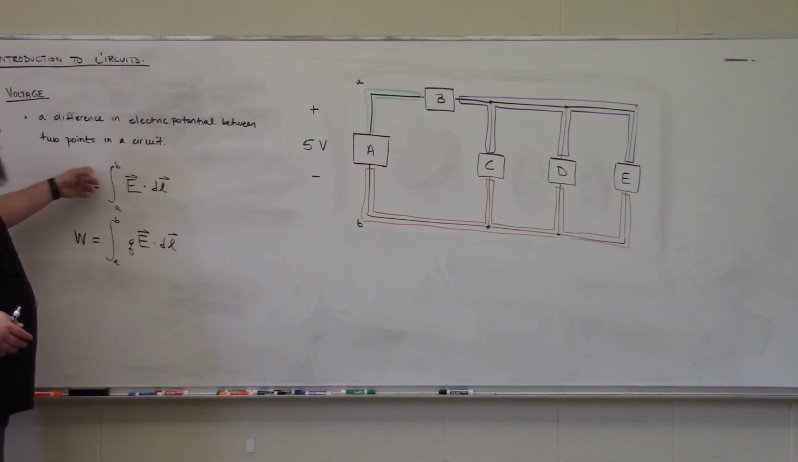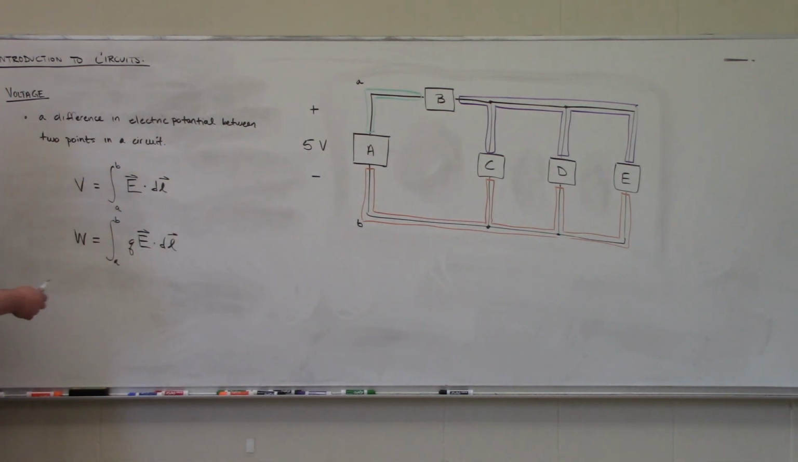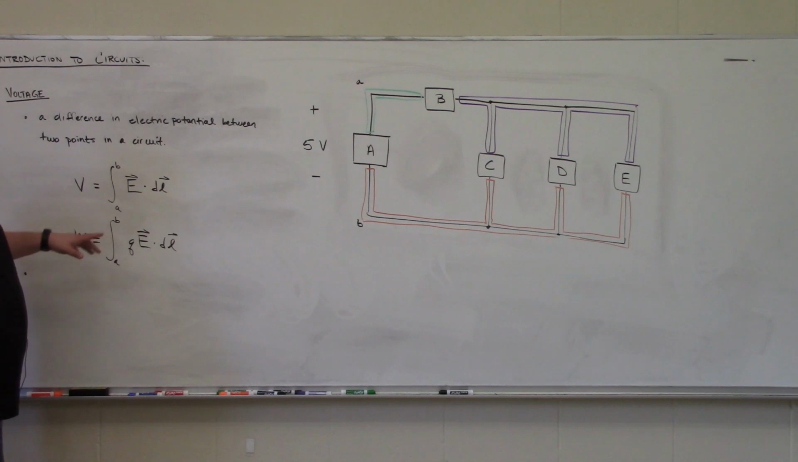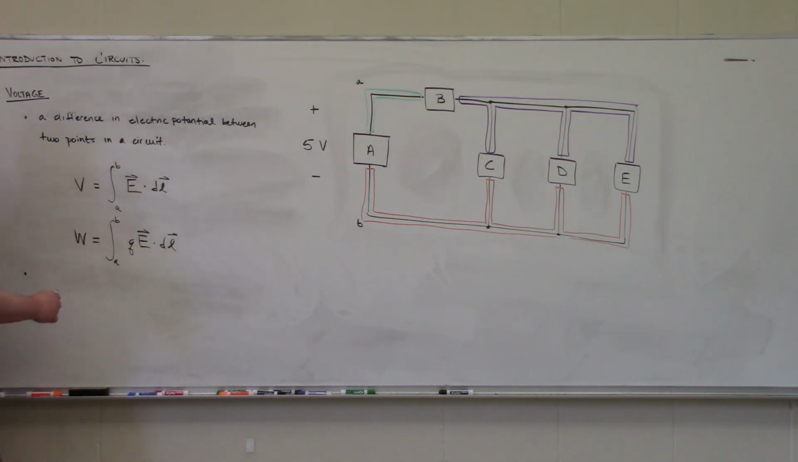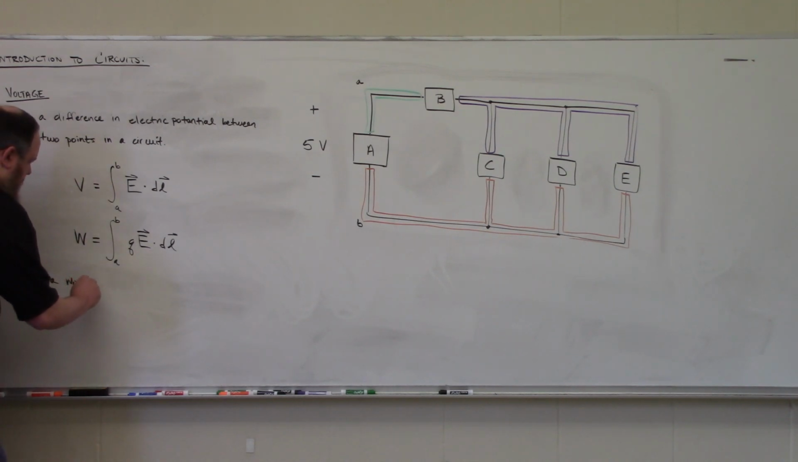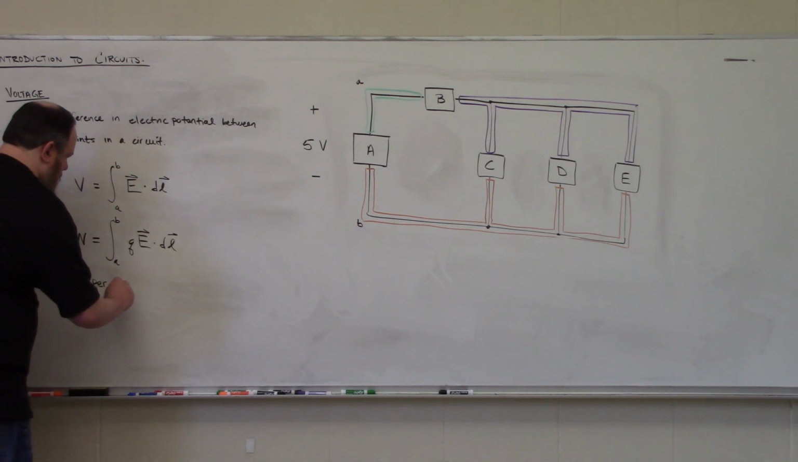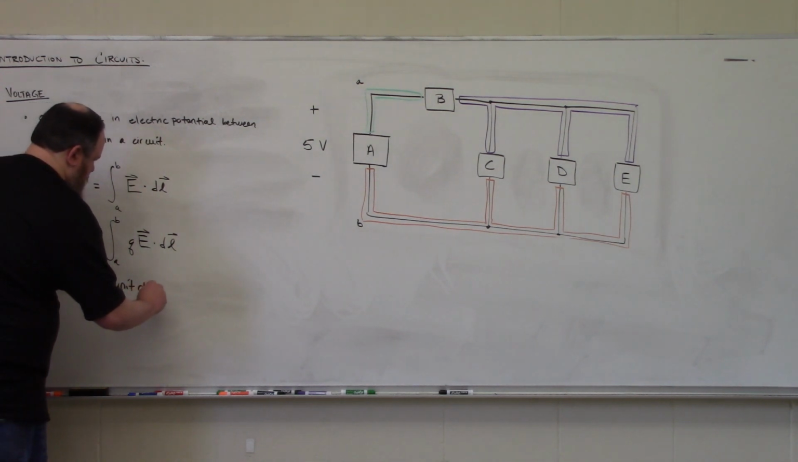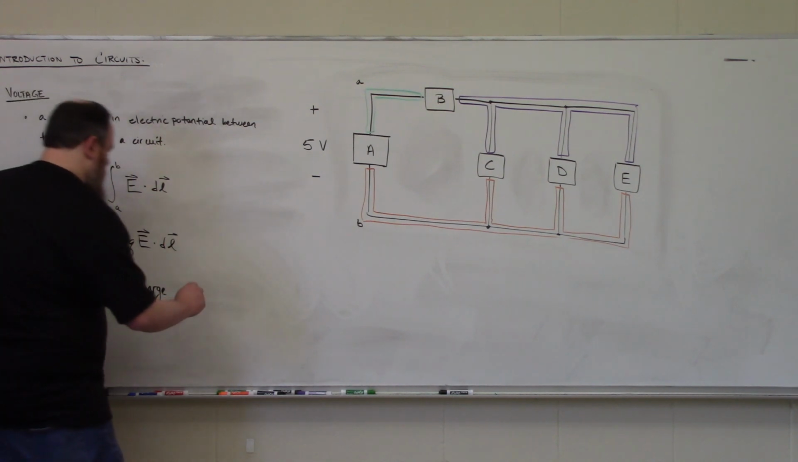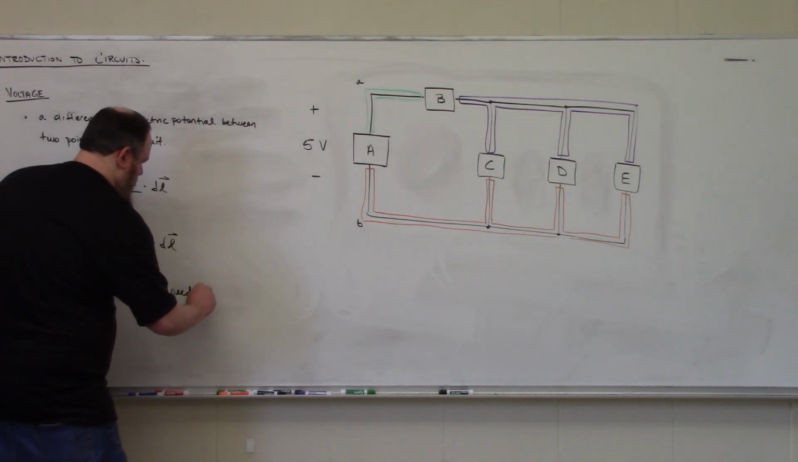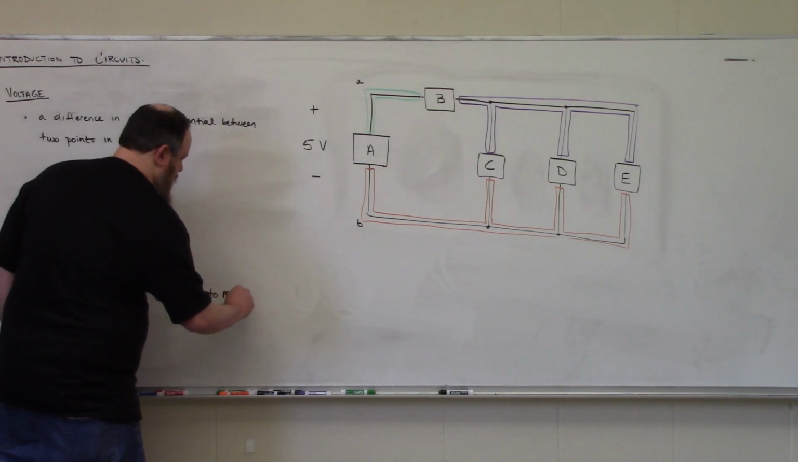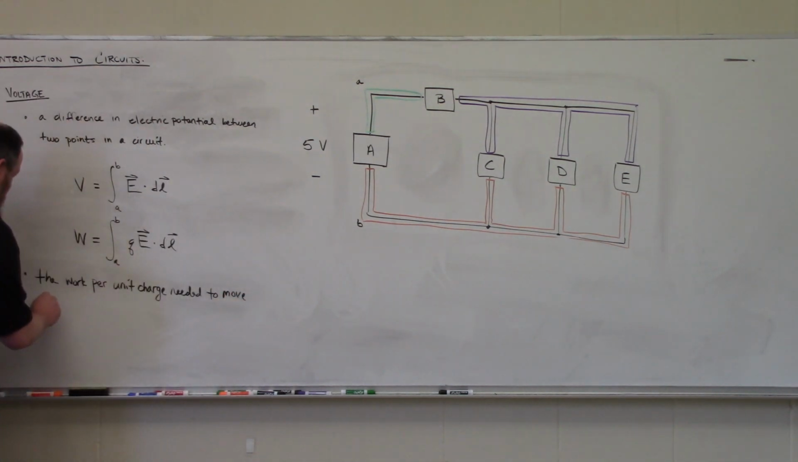So if we look at the difference between these two expressions, we can come up with another relationship or another definition, right? These two expressions are identical, except that this one is 1 over Q times this one. So another way to express voltage is the work or energy per unit charge needed to move charge around the circuit.